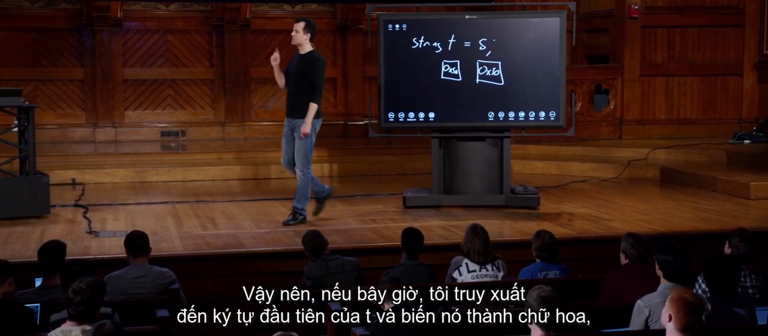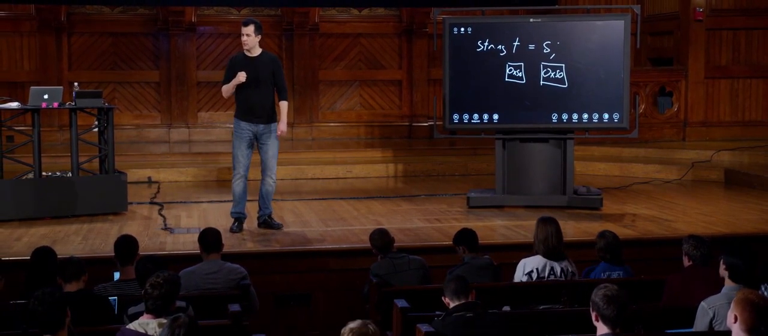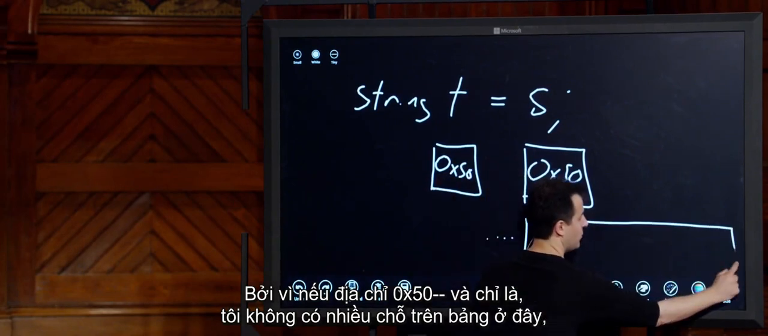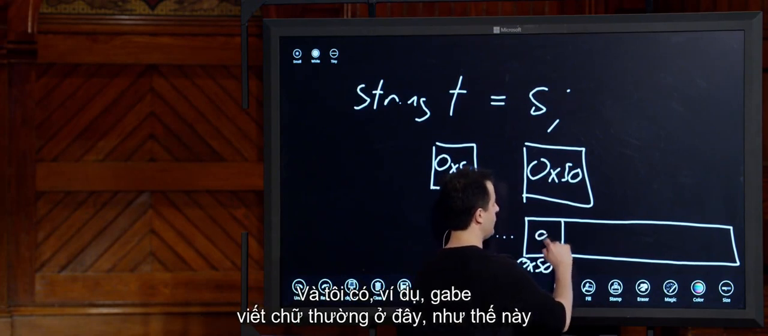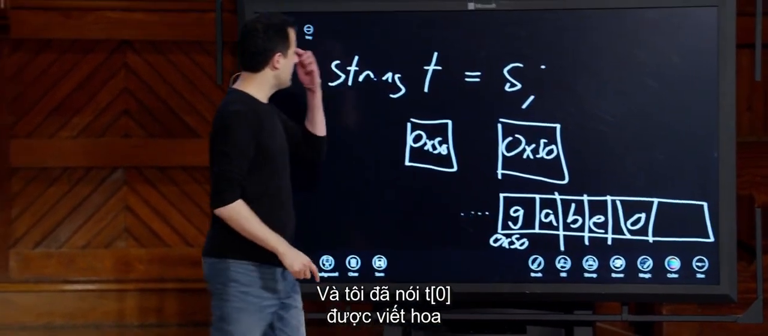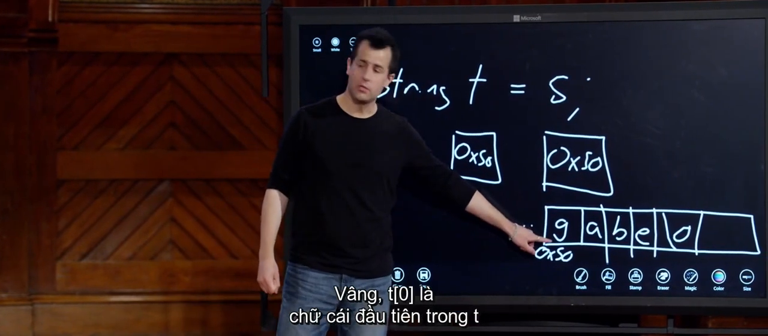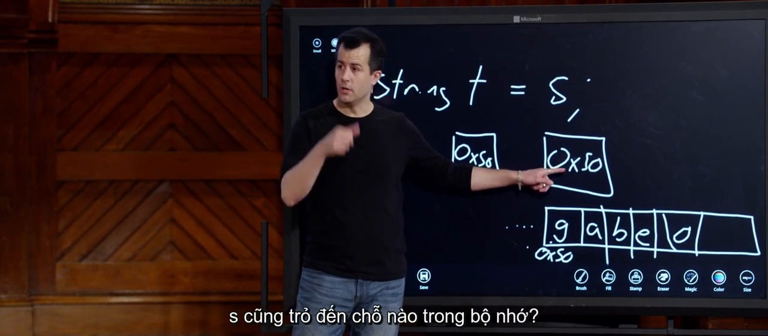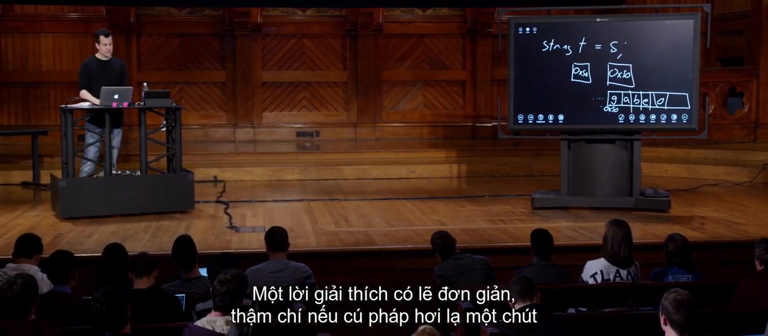So if now I go to the first character in T and uppercase it, what am I effectively doing to S? I'm really doing the same thing, right? Because if address 0x50, somewhere in my computer's memory, has, for instance, Gabe in lowercase, and I have said T bracket 0 gets capitalized. Well, T bracket 0 is the first letter in T, so little g is going to become big G. But the problem is, what does S also point to? The same exact thing. So simple explanation, perhaps, even if the syntax is a little weird.